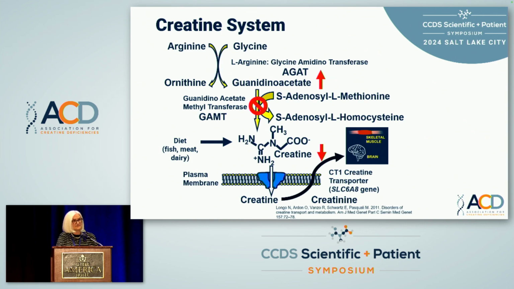The second step in the synthesis is catalyzed by the enzyme guanidinoacetate methyltransferase, or GAMT. If this enzyme does not work, then guanidinoacetate will accumulate, and this is what is going to cause additional problems. And at the same time, creatine is going to be low. And then finally, if we have an impairment in the creatine transporter, even though creatine can be synthesized, it cannot be delivered to the organs where it needs to be delivered.